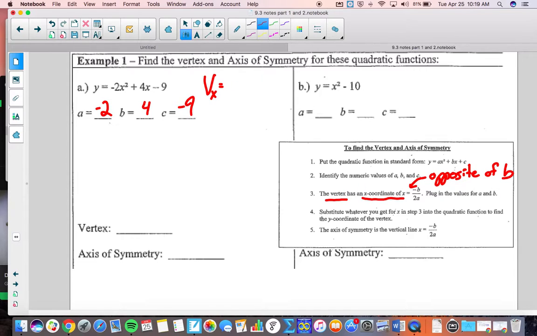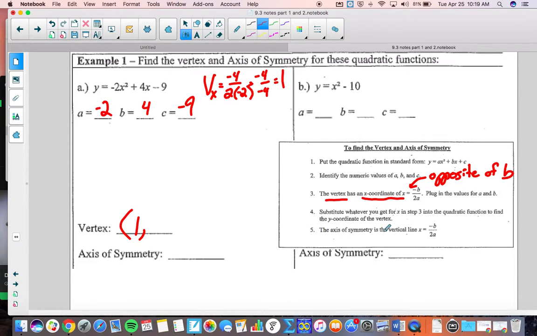So I take the opposite of b divided by 2a. The opposite of b is -4, because b is 4, so the opposite is -4, divided by 2 times, it's always a 2 right here, times the a value, which is -2. So that equals -4 over -4, and that's the same as +1. So that's the x coordinate of my vertex. So for a vertex, I can put a 1 in for x.